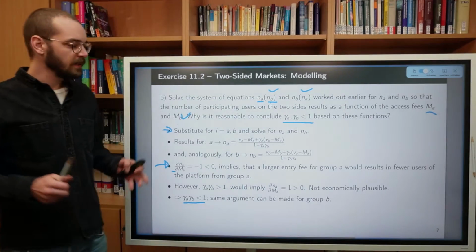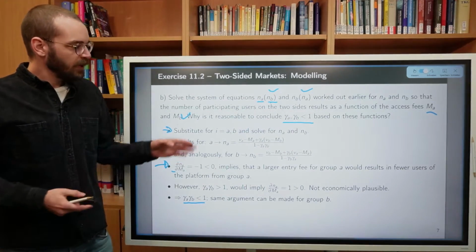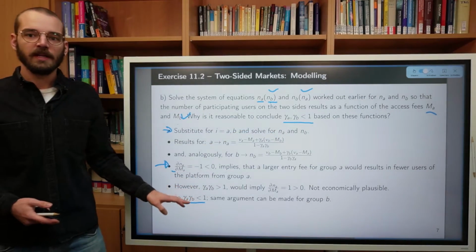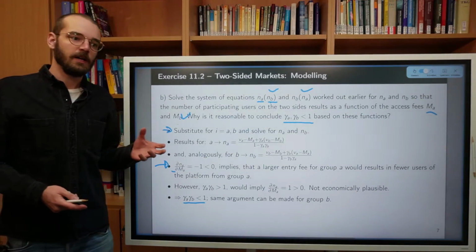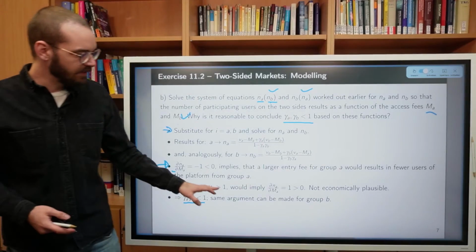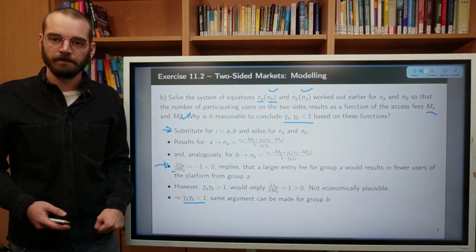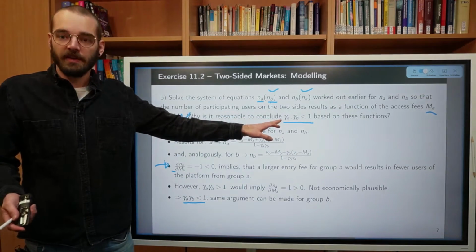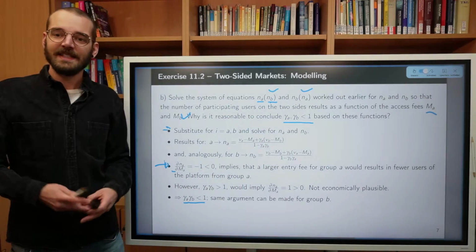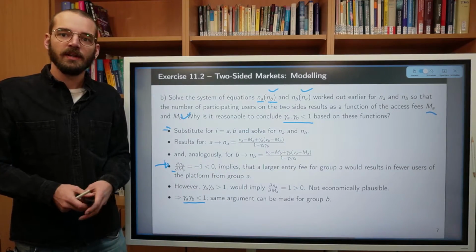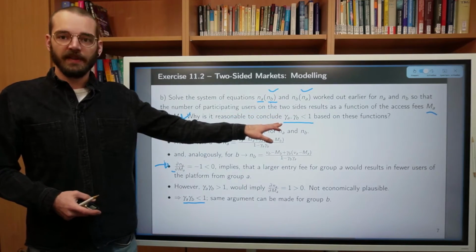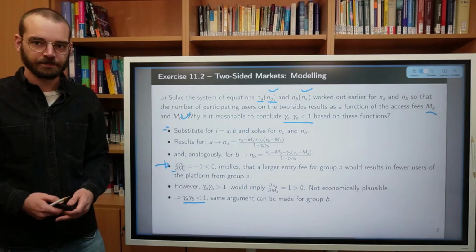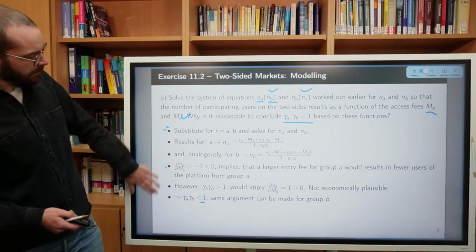So this would be one way to argue that if this property does not hold, then the model has some counterintuitive or even implausible implications. And that is the basis to argue why it is desirable that this property holds, because then we get plausible implications of the model. All right.